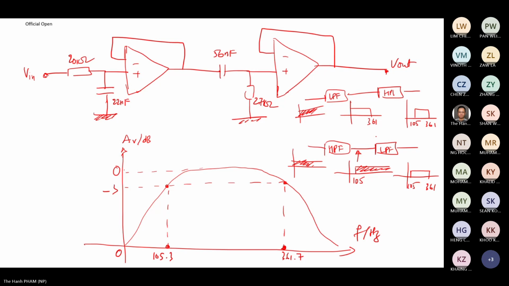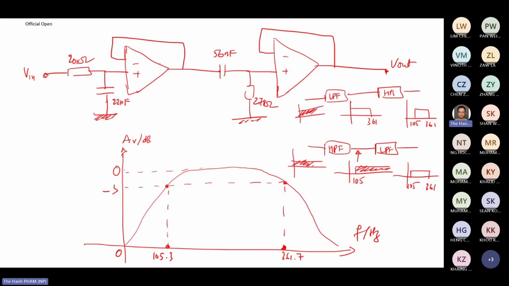As long as the cutoff frequency of the low pass filter is higher than the cutoff frequency of the high pass filter, then the order doesn't matter. So when you combine them like this, actually you can have a bandpass filter, and this is an active one, right? And by the way, the gain here is 1, and the gain here is also 1.